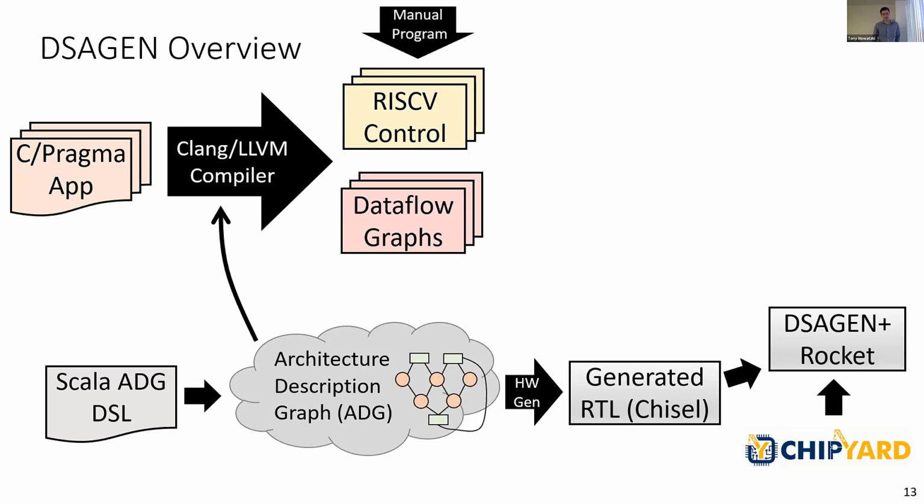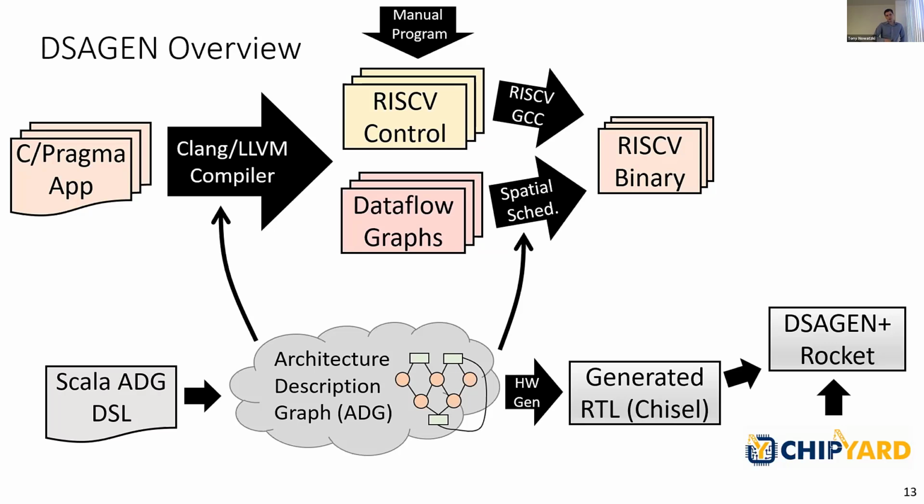And of course, you are free to specify these manually if you don't trust the compiler. These data flow graphs are then going to be scheduled using a spatial scheduling algorithm, and that basically does the mapping between the high-level representation of the computation onto the actual generated hardware ISA. This is a mapping problem, and then this will be embedded into the RISC-V binary. So we're using the RISC-V ISA for this implementation.